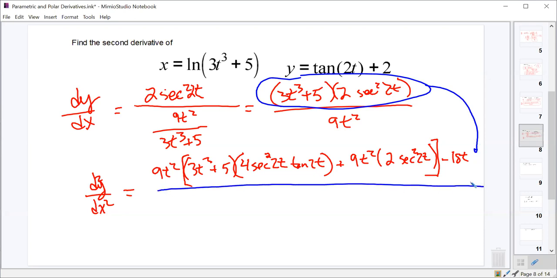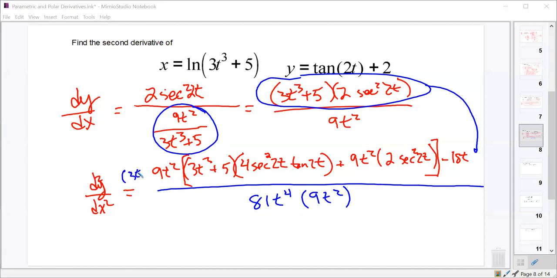All divided by 9t squared, so 81t to the 4th. And then we have to divide again by dx/dt. And what was dx/dt? dx/dt was this piece right here. So if I'm dividing by this fraction, I'm going to multiply by the reciprocal of it, so 9t squared and a 3t cubed plus 5. So that's a little bit of a mess.